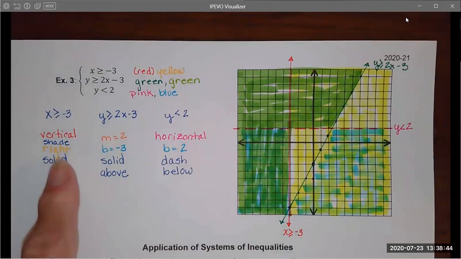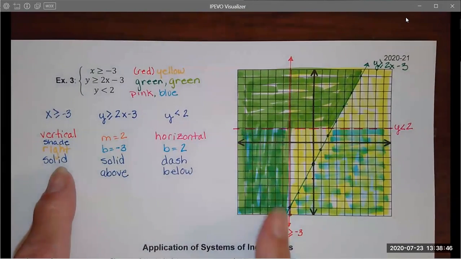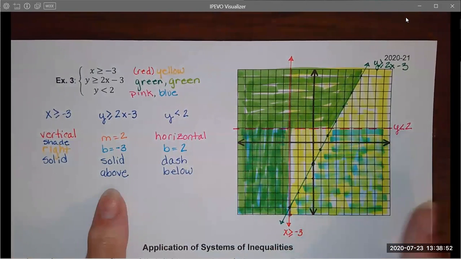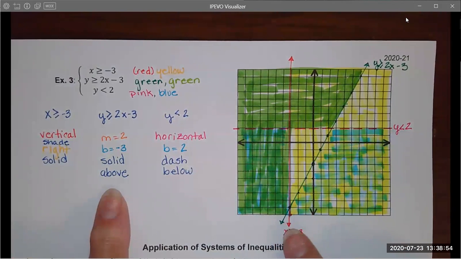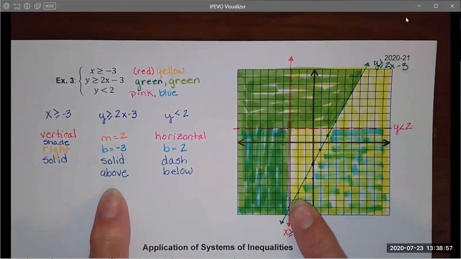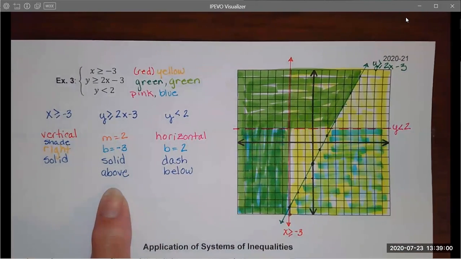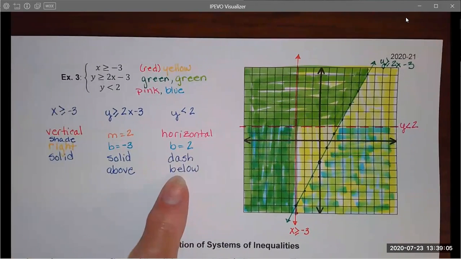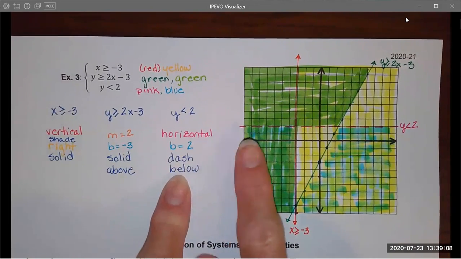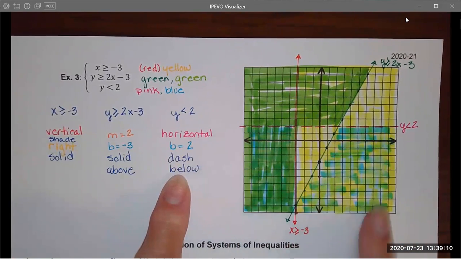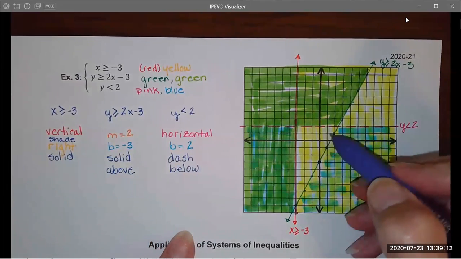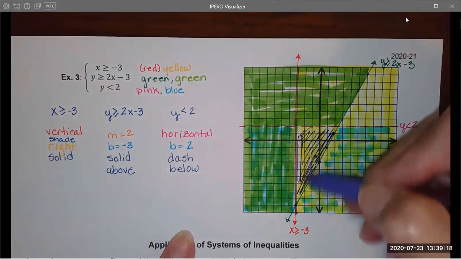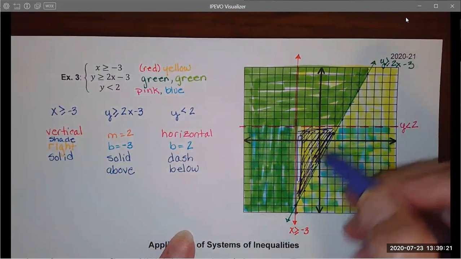All right, I went ahead and graphed more neatly my vertical line, and I shaded in yellow to the right. I graphed the line y is greater than or equal to 2x minus 3. That's this green line. And I shaded above, which in this particular case was a green shade. And then finally, I graphed the horizontal line y is less than 2. I used a dashed line, and I shaded in blue everything under there. I wanted to show you this a little bit separately.